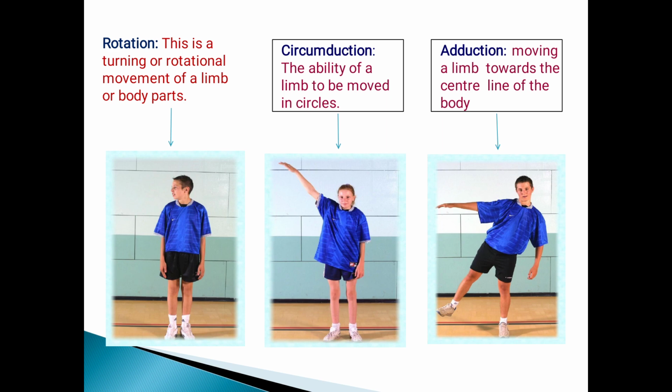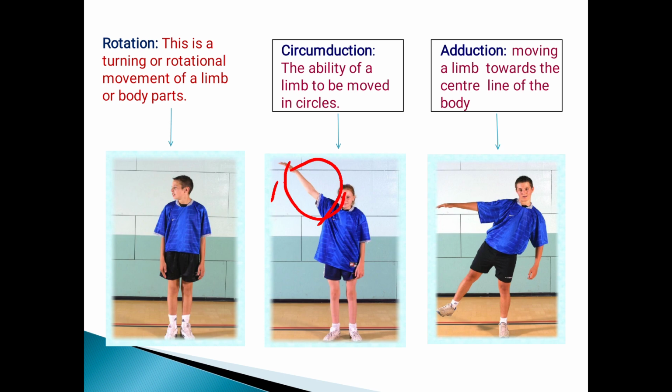Next is circumduction. So this is the ability of the limb to be moved in a circle. The best example will be your hand. You can move your hand in a circular direction with the help of ball and socket joints.